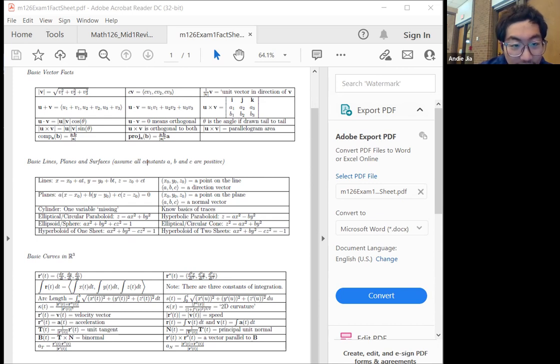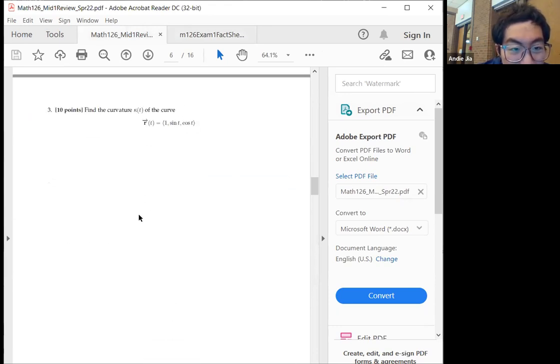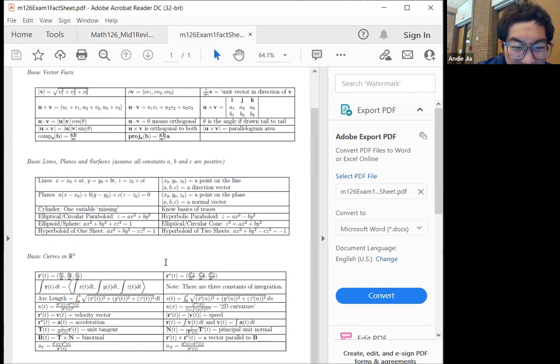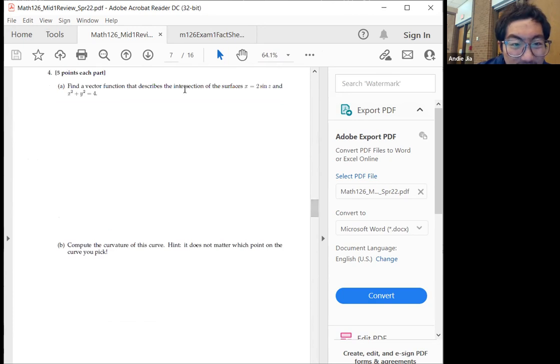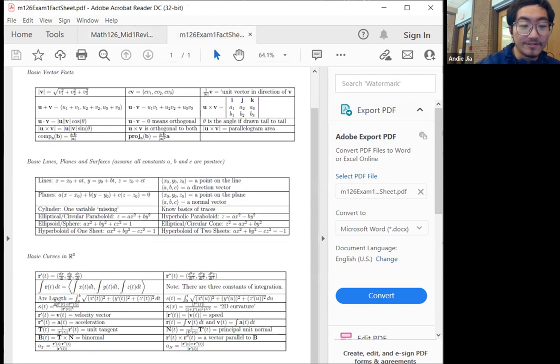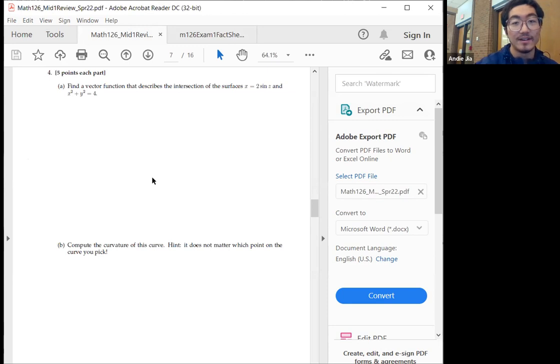Okay, the curvature. For this one, you see the curvature equations here, just to find r'(t) and r''(t). And then for question number four, you needed to find that if x plus y equals 4, then x is 2 sine of z, then y is going to be 2 cosine of z, because cosine squared plus sine squared is 1. And then for curvature, use the curvature formula and just reapply it there.